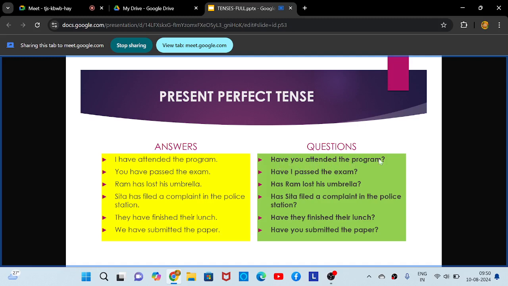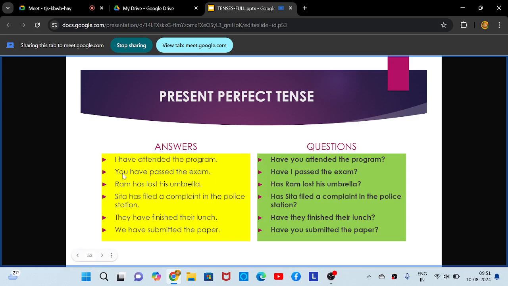So have you attended the program? The answer is I have attended the program. So here have will come in the right place. Subject plus have plus V3 plus object. Similarly, have I passed the exam? Yes, you have passed the exam. So subject plus have plus V3 plus object. Next is, has Ram lost his umbrella? Yes, Ram has lost his umbrella. So subject plus has plus V3 plus object.